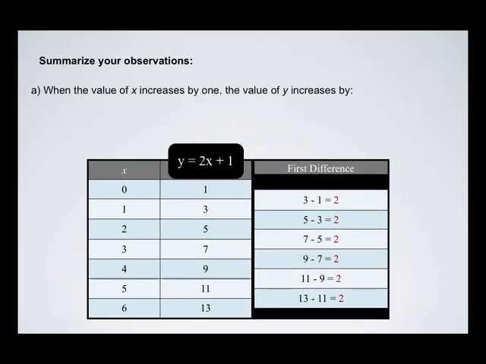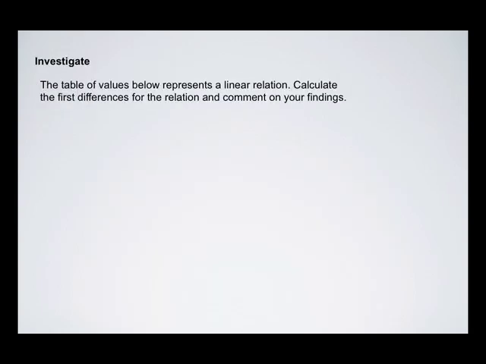When the value of x increases by 1, the value of y increases by, that's right, 2. And the finite differences are a constant value of 2. We call it a constant because every first difference is a value of 2, so it's constant.